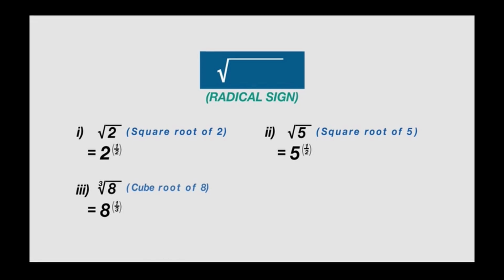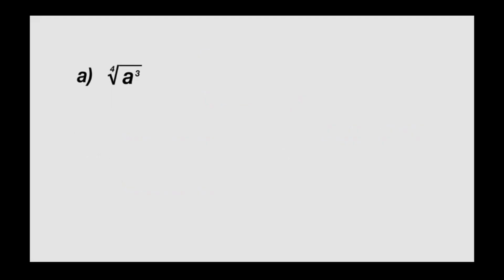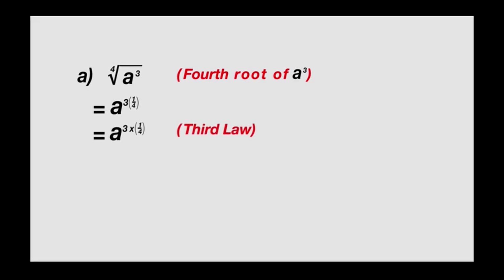Now, many times the radical sign is not very friendly with students. So you can easily change it to become a fraction when you are working indices. Now, supposing we have a small 4 with the radical sign over a raised to the power 3, it is called the 4th root of a cubed. Now, this can be written as a cubed raised to the power 1/4. And then we can use one of the laws that we learned to multiply the powers. So this becomes a raised to the power 3 over 4.